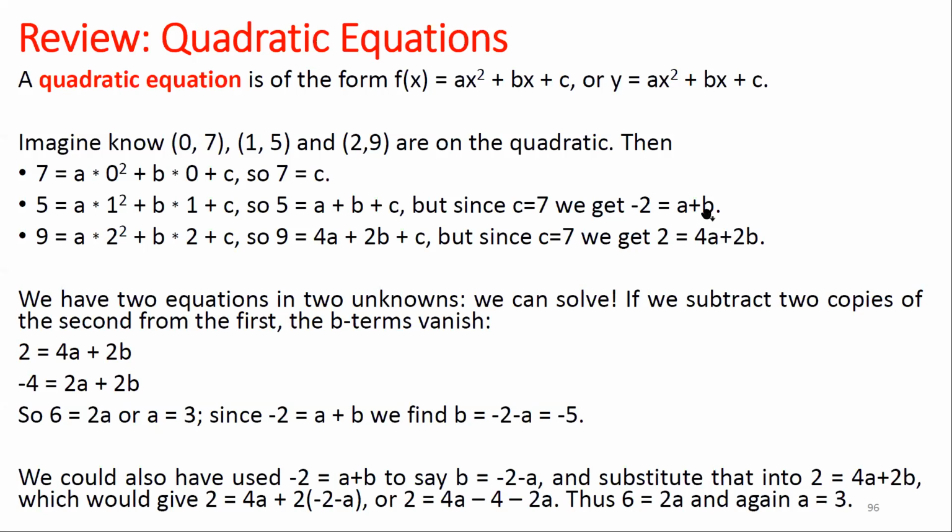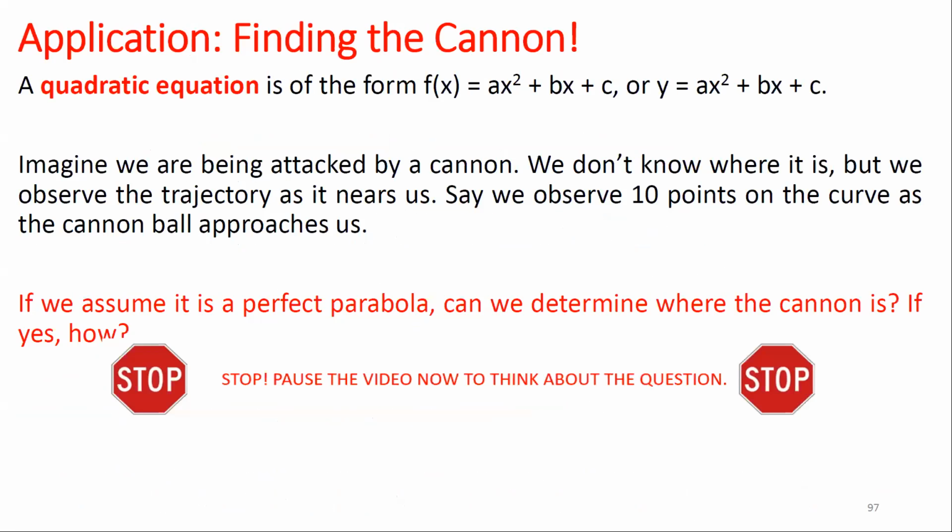Or as I mentioned, we could have solved for b in terms of a, and then plugged that in here, and we would get this as just a function of a. If we did that, b is negative 2 minus a, so 2 is equal to 4a plus 2b, which gives us 2 is equal to 4a plus 2 times negative 2 minus a. You expand it out, and you get the same equation as before. And again, not surprisingly, you get a equals 3.